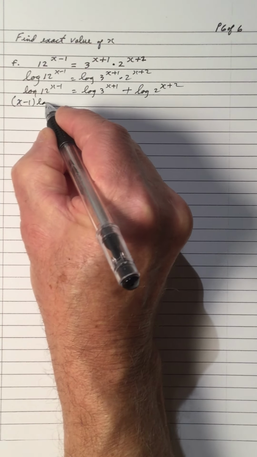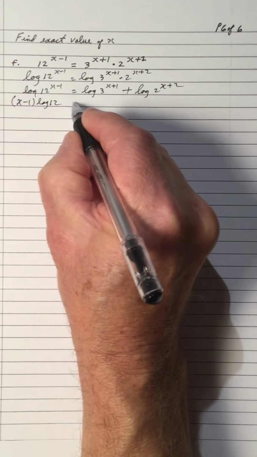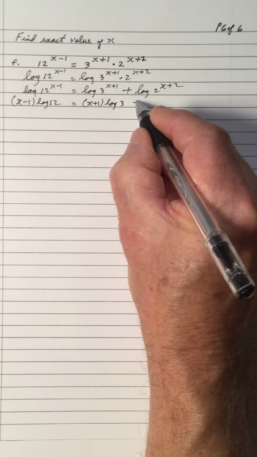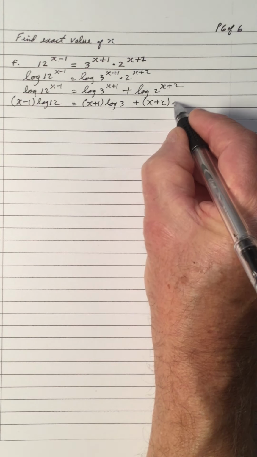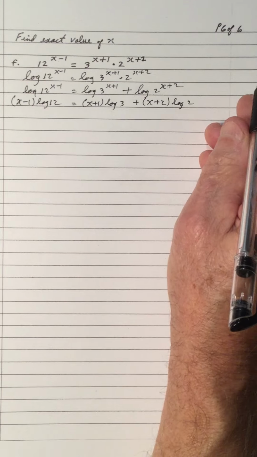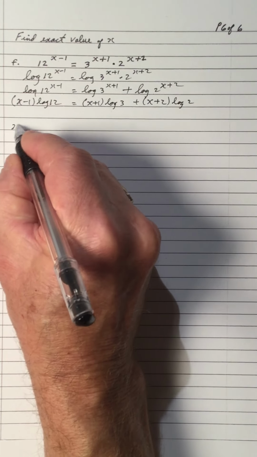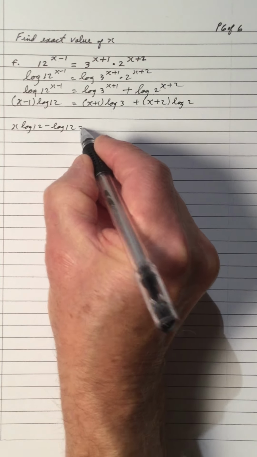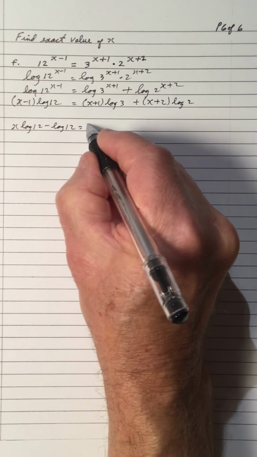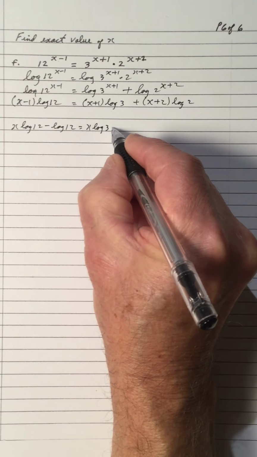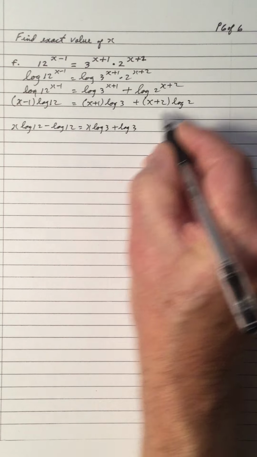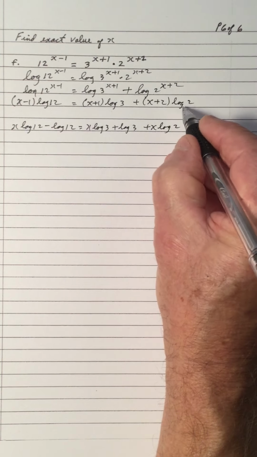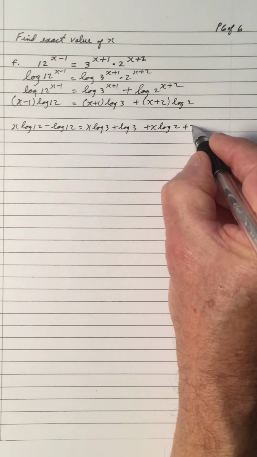Now the power rule: the x minus 1 goes in front, the x plus 1 goes in front, and the x plus 2 goes in front of the log because of the power rule. We multiply all these out, so there's x log 12 minus log 12. Log 3 times x is x log 3 plus log 3. And log 2 times x is x log 2. Log 2 times 2 is 2 log 2.